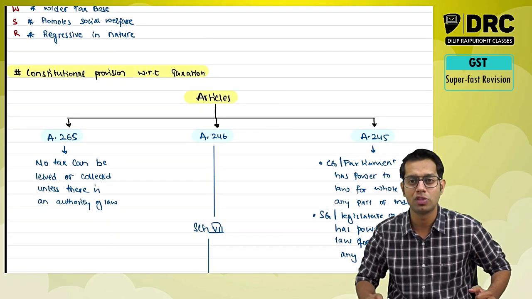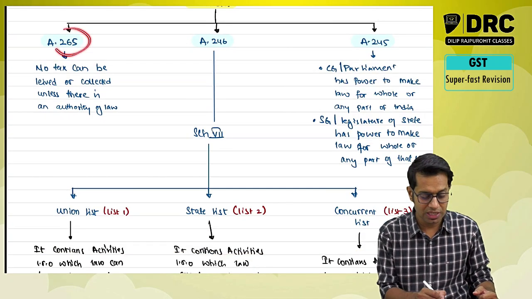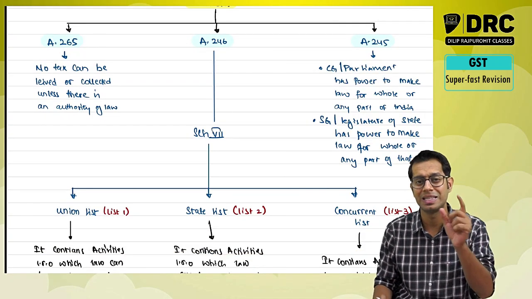Then constitutional provisions with respect to taxation: Article 265, 246 and 245. Article 265 says no tax can be levied or collected unless there is an authority of law.